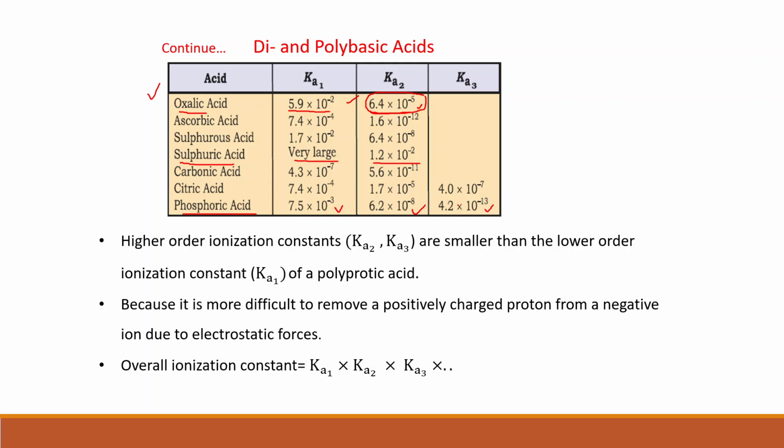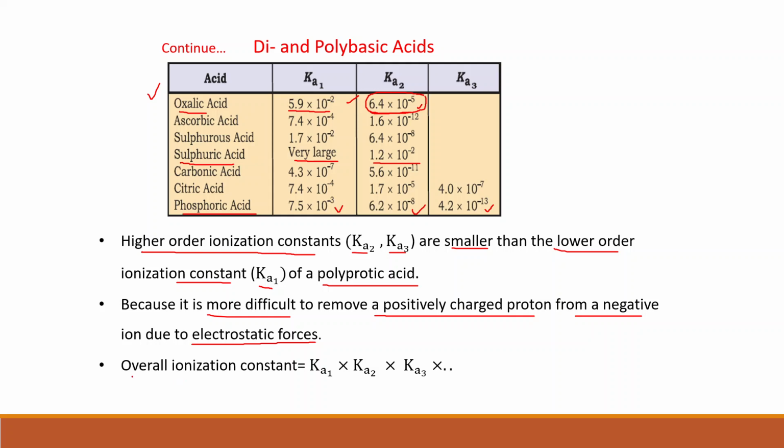Again you compare. So we can say higher order ionization constants like Ka2, Ka3 are smaller than the lower order ionization constant, that is Ka1, of a polyprotic acid. Now what is the reason? Because it is more difficult to remove a positively charged proton from a negatively charged ion due to electrostatic forces. Actually, after removing one proton, the remaining species will acquire a negative charge, and from that charged species, removal of a proton is difficult. So the higher order ionization constants are smaller.